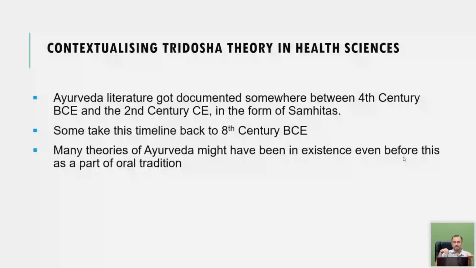Now, contextualizing Tridosha theory in health sciences. Let me bring up certain examples. Ayurveda literature got documented somewhere between 4th century BC and 2nd century CE in the form of Samhitas. And some take this timeline back to 8th century BC. So whatever it is, this is the rough timeline when the Ayurveda literature got documented. But many theories of Ayurveda might have been in existence even before this as a part of oral tradition.